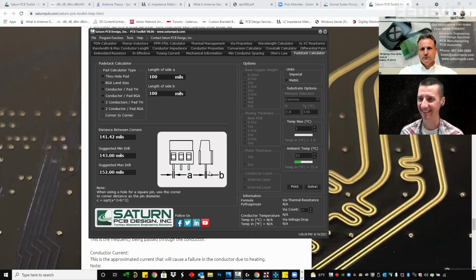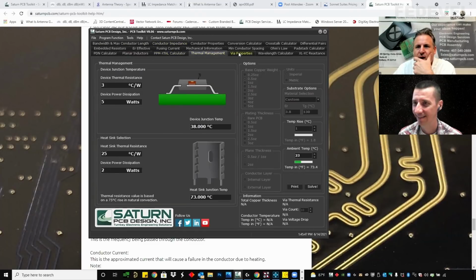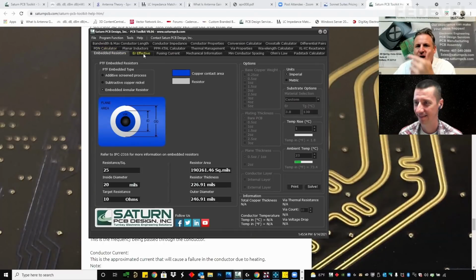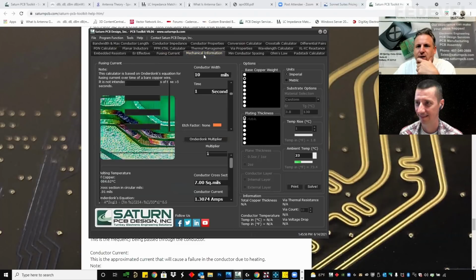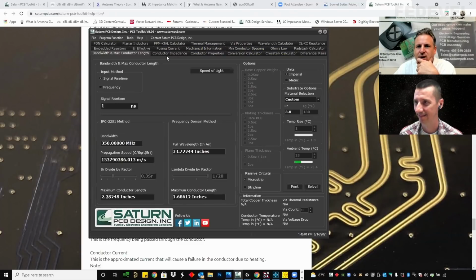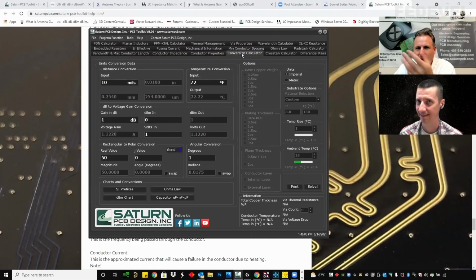Nice. Did we go through everything? PDN planars, thermal management, via wavelength, XTAL, embedded, yes. I have to get back to you on the PTF. Effective, mechanical, minimum, Ohm's law, Padstack, yes. Conductor impedance, properties, conversion. I have a conversion calculator, which is pretty self-explanatory.